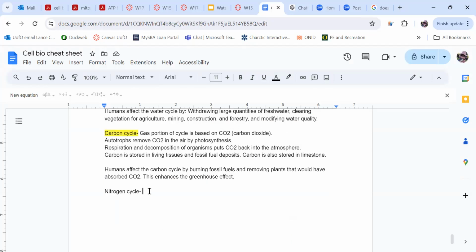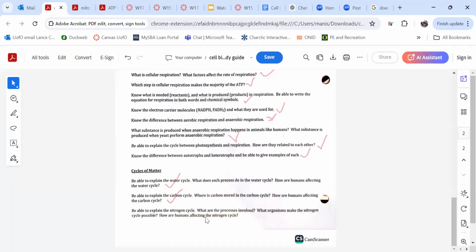Now, he did say bacteria is the most important organism for fixing nitrogen. So we'll write that. Bacteria is the most important organism for fixing nitrogen. What else? So that's the organism part.